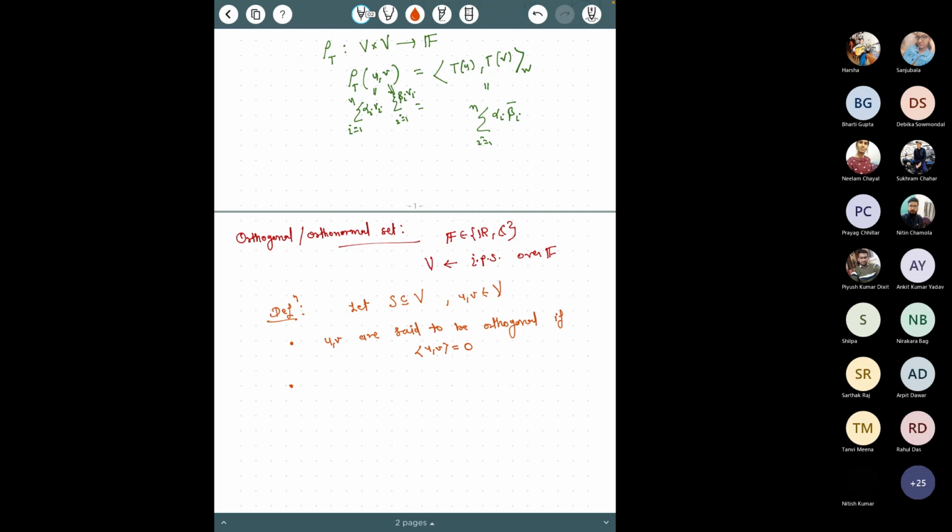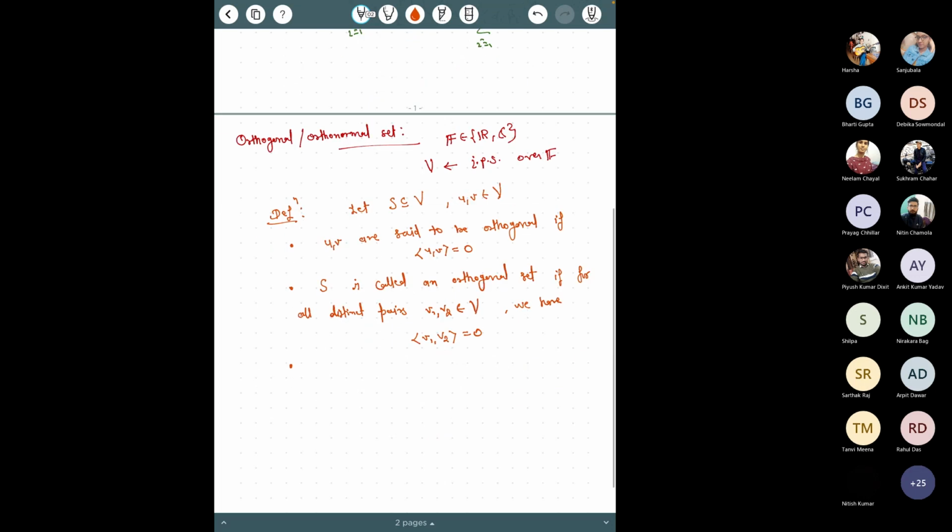This is for two vectors. And similarly, we say that this set S is called an orthogonal set if for all distinct pairs, let's say V1, V2, in S, we have the inner product of V1, V2 is 0. That means every distinct pair of vectors is orthogonal to each other.